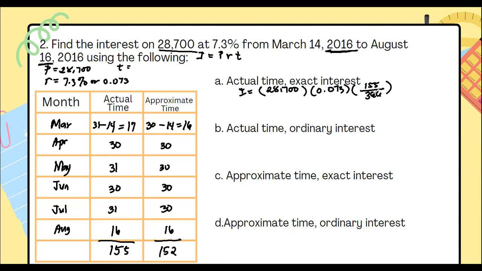Now, multiply lang natin to, 28,700 multiply by 0.073, then multiply by 155 over 366 days. Then equal, the answer here is 887.27. Again, round off lang natin to 2 decimal places. Next, proceed tayo. Same formula. I is equal to 28,700 multiply by 0.073, then multiply by this time actual time ordinary interest tayo. Yung actual time natin is 155 and ordinary interest kahit leap year pa yung given sa atin, 360 days po yung ating denominator. So that will be equal to 902.06.